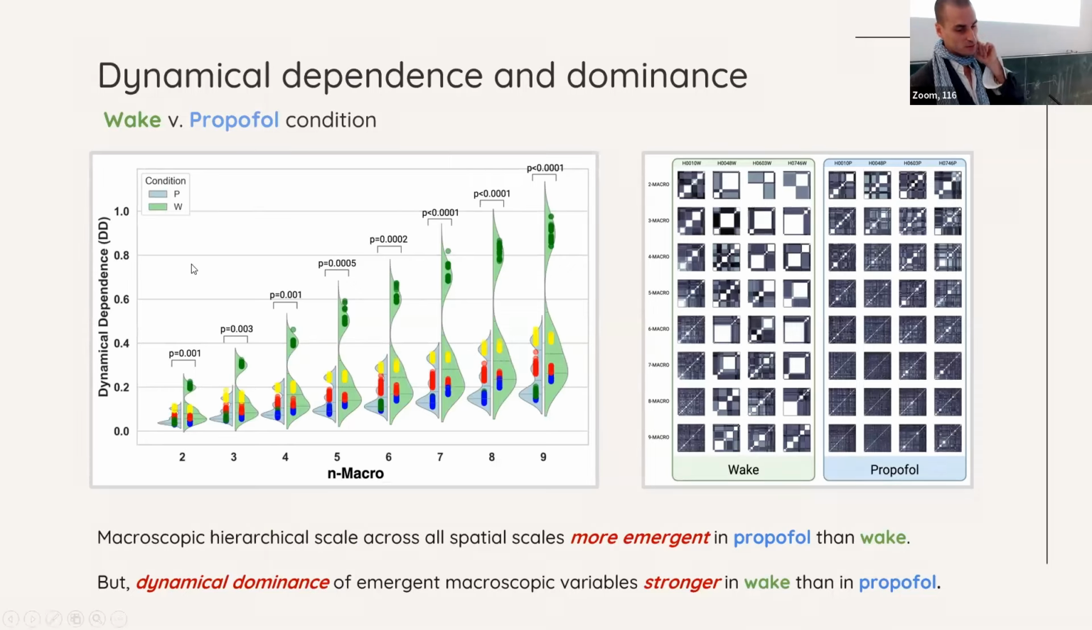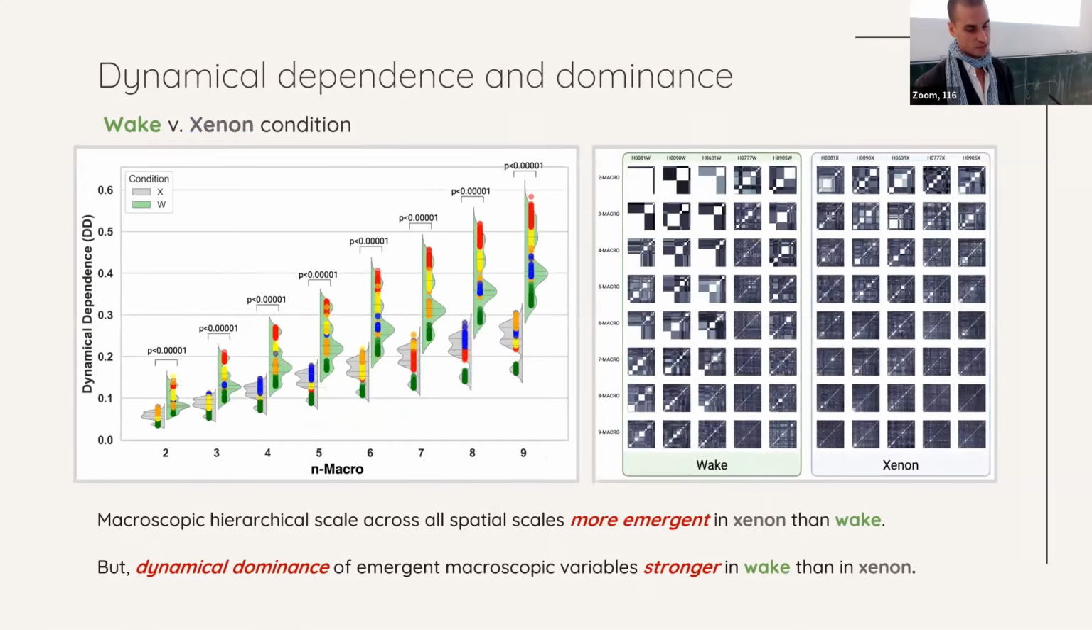So what we found is that across higher order scales from 2 until 9, and you can feel free to ask me why I went only up to 9, the macroscopic hierarchical scale across all of these spatial scales is more emergent in propofol than wake, which is quite interesting. But interestingly, we see much more structure emerging in wake than in propofol. What you are seeing there is the rows of the macroscopic variables and the columns are individual subjects. With xenon, we see something quite similar as well. More emergent dynamics across higher order scales in xenon, but more dynamical structure in wake.